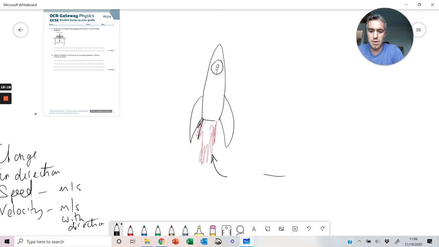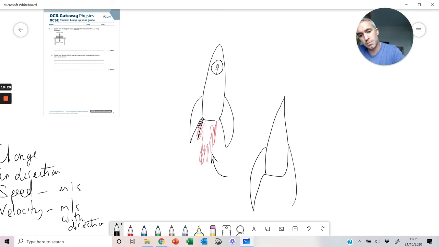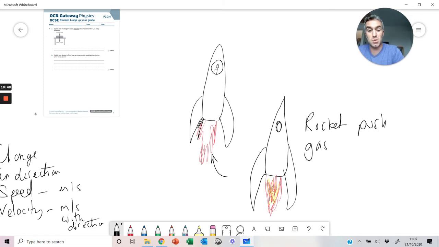The rocket's on its launch pad like this. Slightly different rocket than before. And what happens at the start? Nothing's happening, and then the rocket motors kick in. A bit of colour, a bit yellow. Yeah, that looks like real fire. The rocket motors kick in, and what does the rocket do? Rocket pushes gases, these are the exhaust gases, down.